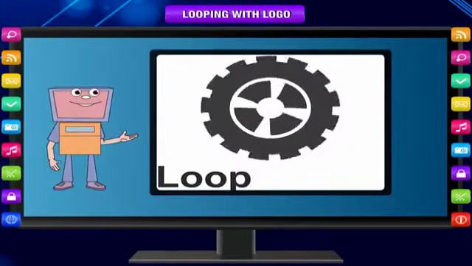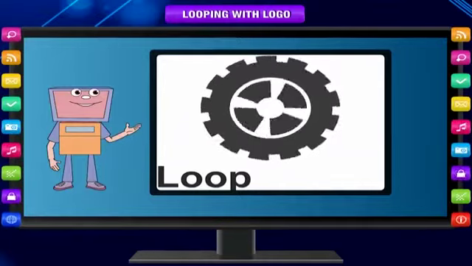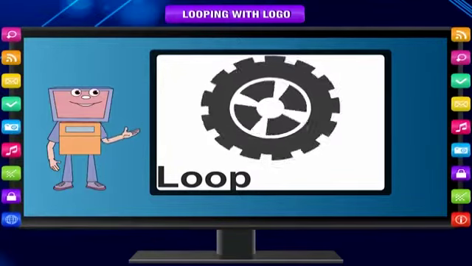When we want to perform the same set of commands again and again, we form a loop. Looping means doing the same task repeatedly until we obtain the desired result.